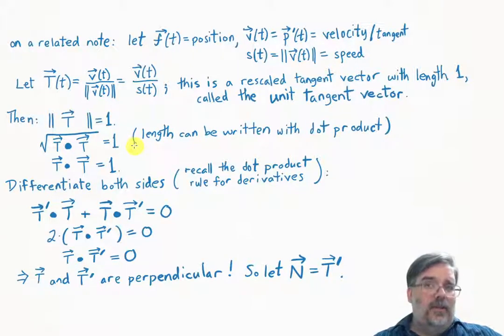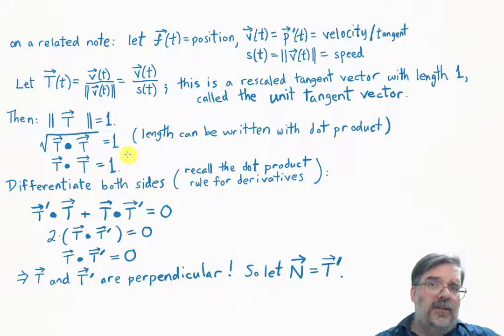Now, also, on a related note, hopefully you remember that the length of a vector could also be written using a dot product. So the square root of the vector dot with itself. In that case, we know that's equal to 1. And from this equation, go ahead and square both sides. That gets rid of the square root on the left, and on the right, 1 squared is still 1. So we know that for this new function we've defined, the unit tangent vector, capital T dot with capital T is equal to 1.